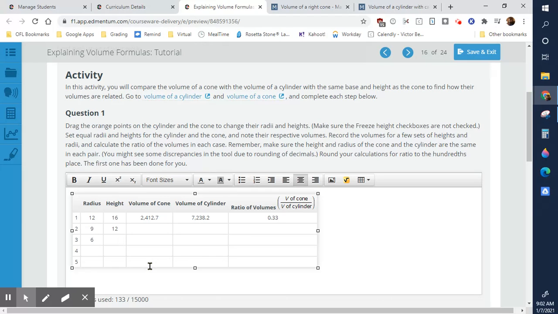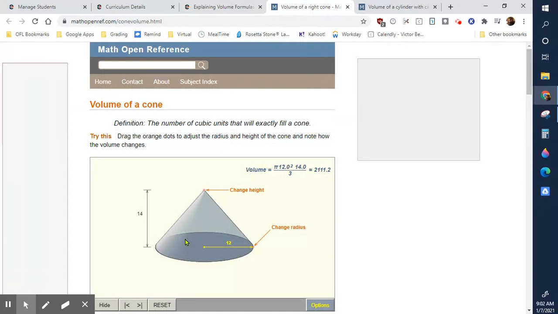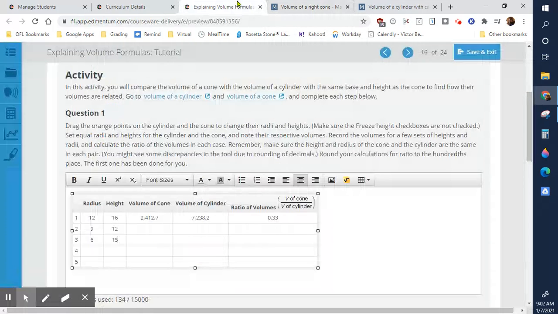Let's do the cone first. So the cone, I want my radius. What did I say I want my radius to be? I'm going to make my radius 9. So I'm going to drag this over to 9.